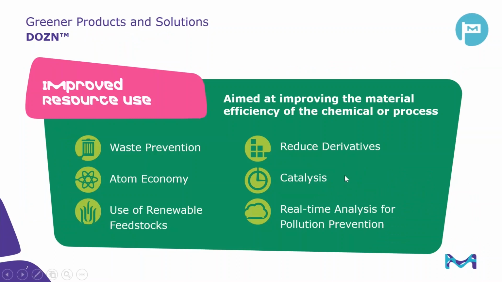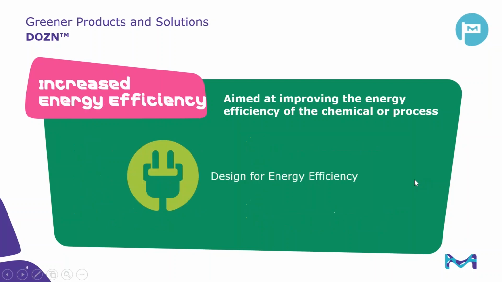So these are the 6 principles for the improved resource use: waste prevention, atom economy, use of renewable feedstock. So we average these scores. I will show at the end of the presentation how we calculate it. So the second group is design for energy efficiency.